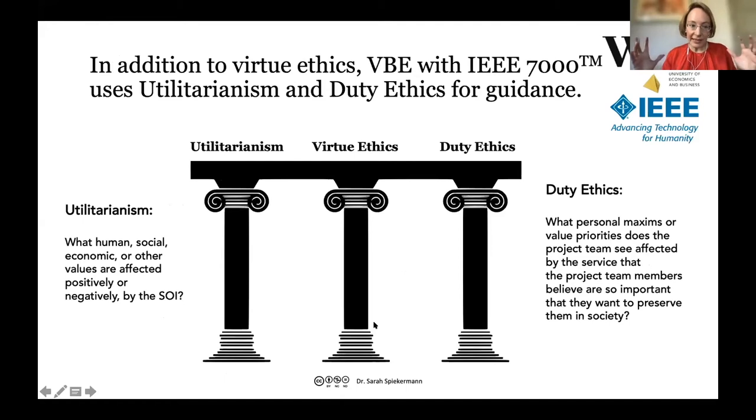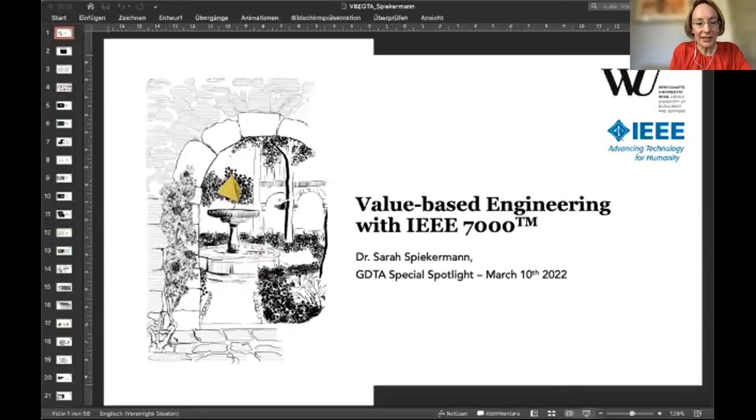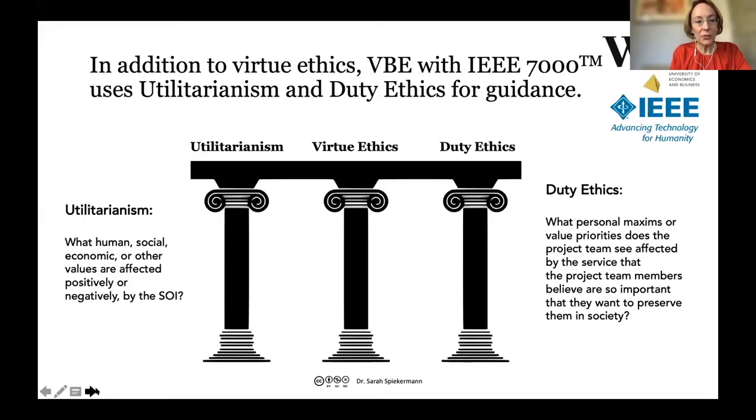But we don't only build the 7000 standard on virtue ethics. We also have duty ethics and utilitarianism built into it. So we will also ask stakeholders to envision what would be the harms and what could be the benefits of the system if it was rolled out at scale, and what personal maxims or value priorities the stakeholders would absolutely want to see protected in a system. So these three core questions that are part of the creative workshops that we are doing with the stakeholders help us to identify a long, long list of issues.